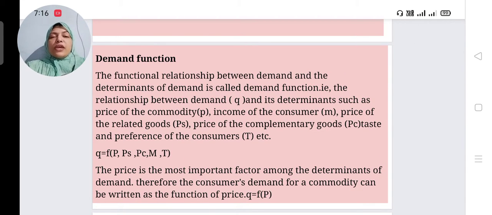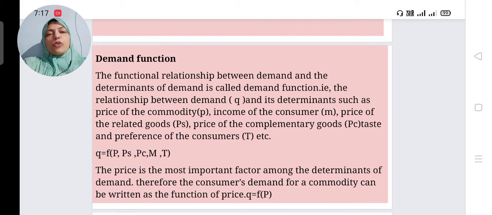Then demand function. The functional relationship between demand and determinants of demand is called demand function. The relationship between demand, that is represented as Q, and its determinants can be represented as the price of the commodity, that is represented as P.